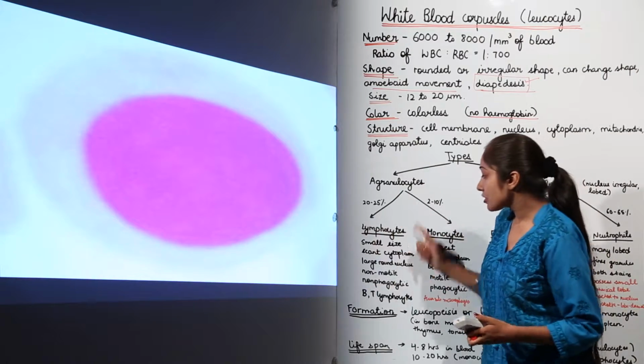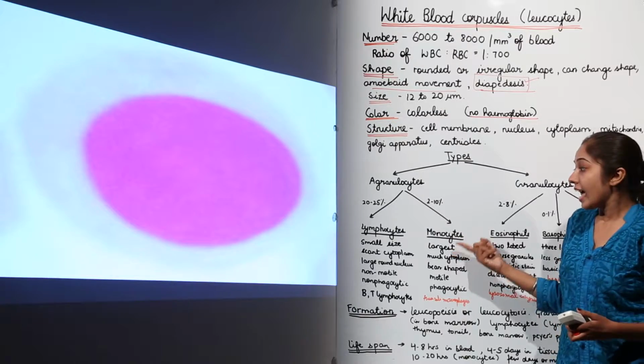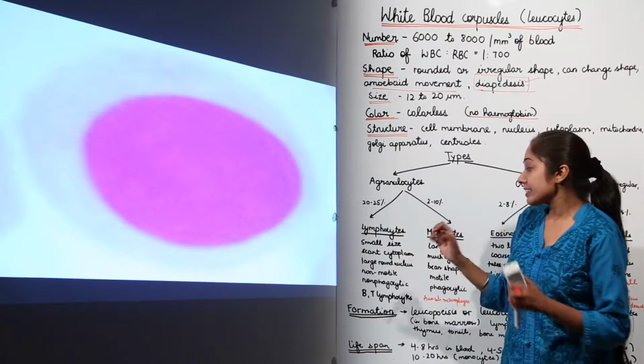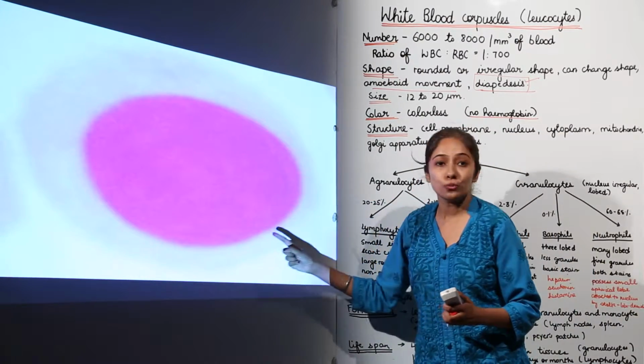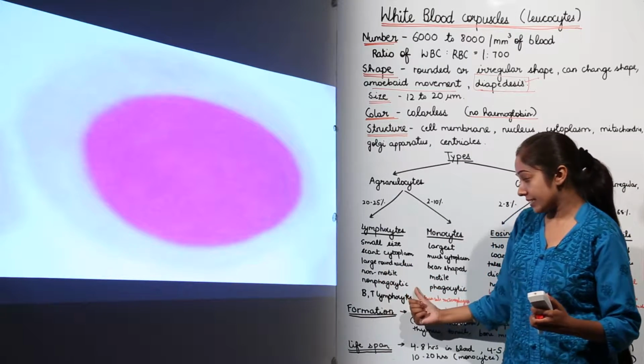Lymphocytes are smaller in size, whereas monocytes are larger in size. As you can see in the image of a lymphocyte, it has a small size, scanty cytoplasm, and a very large round nucleus. And it is non-motile and non-phagocytic.